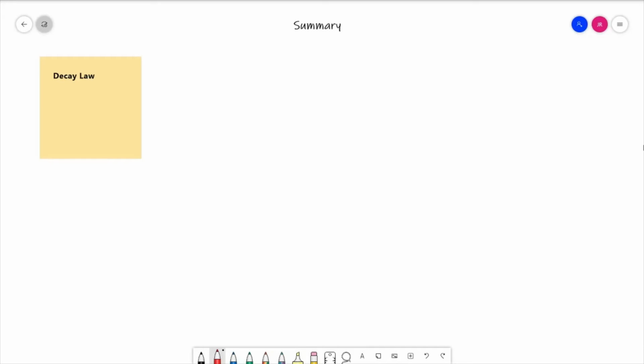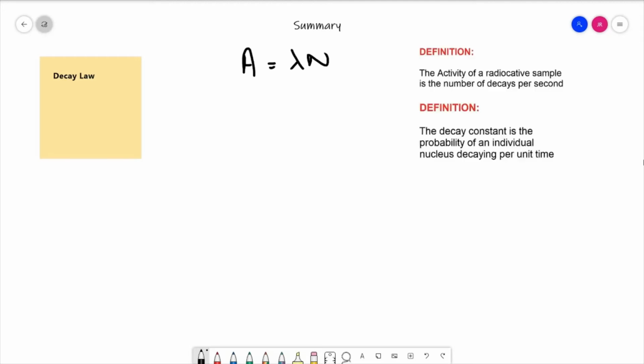Let's have a look at the equations that we've looked at today. The first one is the activity equation. A is equal to lambda N, where A is the activity, lambda is the decay constant, the probability of a decay per unit time, and N is the number of nuclei that we have at a particular time. And there on the screen are those two definitions.